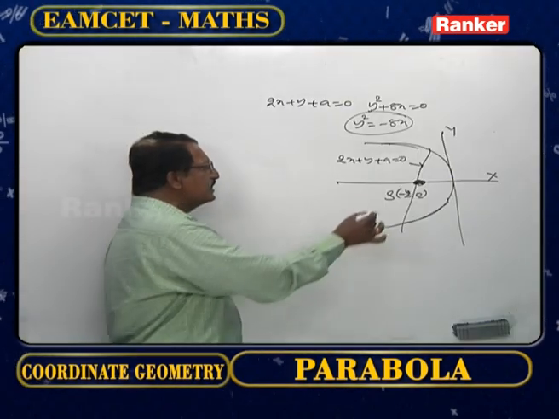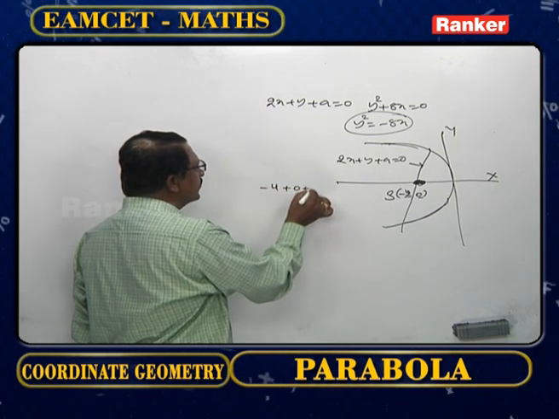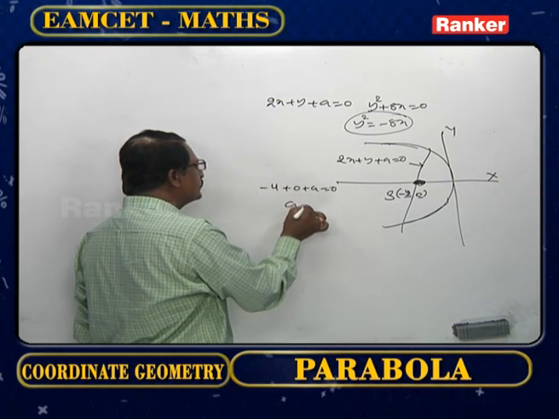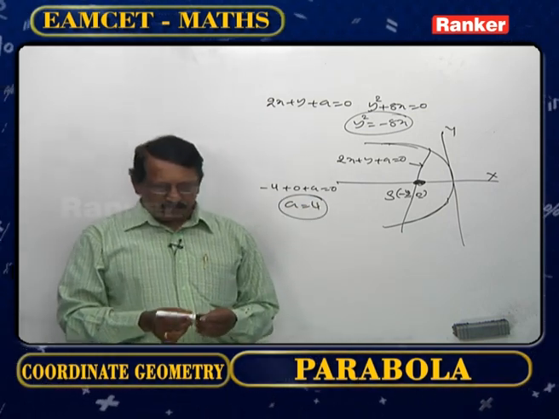Now, substituting the point minus 2 comma 0 in the equation, minus 4 plus 0 plus a equals to 0, then a equals to 4. The value of a equals to 4, so the second option.